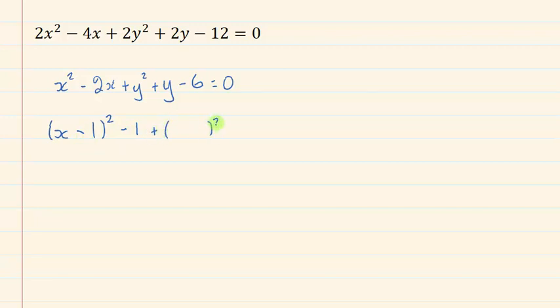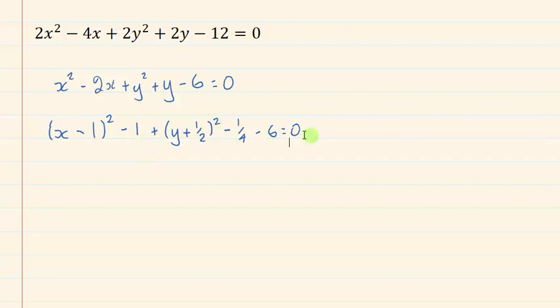Add on a squared bracket for the y terms. The coefficient of the y term is +1, so half of that is +half, and then subtract a half squared, which is a quarter, and minus 6 equals 0.